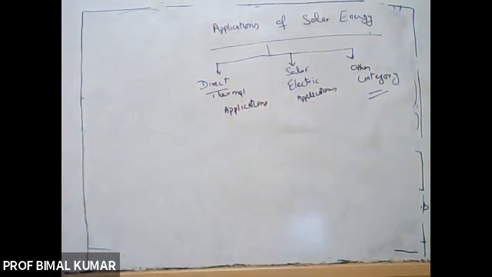Now, direct thermal applications make direct use of the heat resulting from the absorption of solar radiation for space heating and cooling of some buildings, or to provide hot water service for such buildings and supply heat for agriculture, industrial and other processes that require only moderate temperature. So some applications are there.